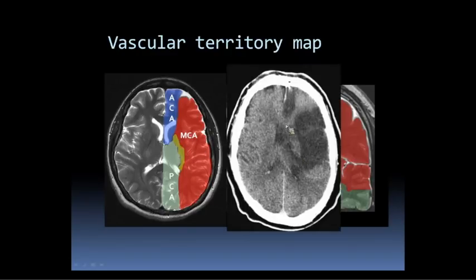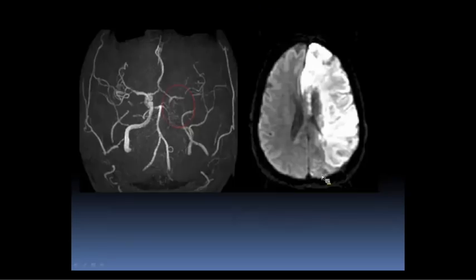So you can see here that this is clearly involving both ACA and MCA territories, the case we just looked at. And this is MR in the same patient as it progressed, and this whole area. If you see it extending all the way up to the falx, that's definitely ACA.